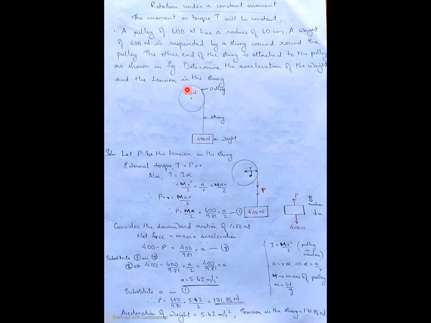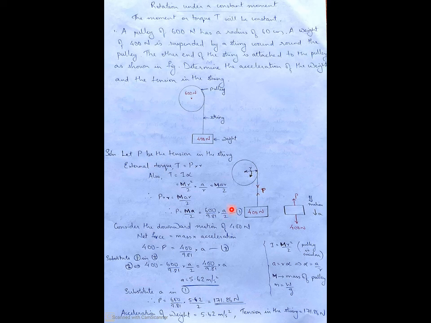So let us see, this is the original figure. If you are representing the figure like this, 400 Newton weight, this is the pulley, radius is represented by R. Now we want to calculate the tension and acceleration. So let P be the tension in the string. Normally we will be representing it by the letter T, but here we have already specified T as torque. So no need to confuse between this torque and tension. Let torque be represented by T itself, and let us represent the tension in the string by the letter P.